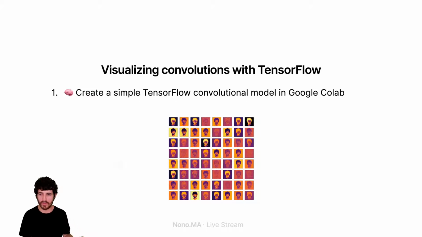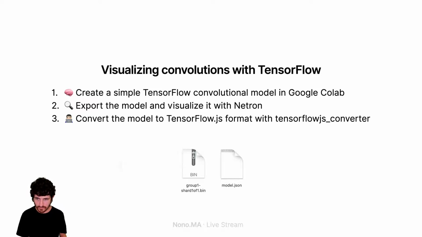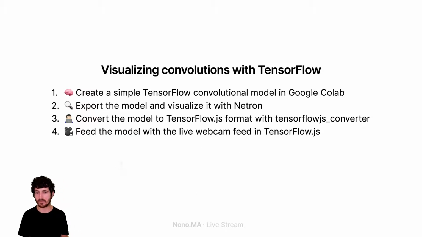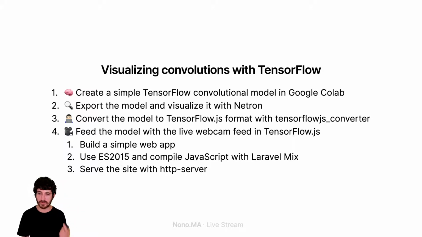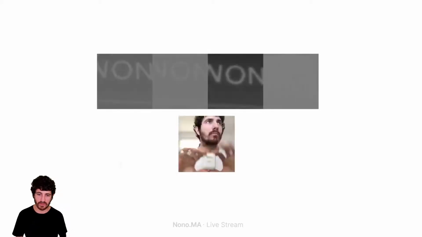We used Google Colab for that. We've exported the model and we did visualize it with Netron. So this is what we visualized. We learned how to customize the name of the layer so we can reference them by name as well. We converted the model to the TensorFlow JS format with the TensorFlow JS converter. And we fed the model with the live webcam feed in TensorFlow.js, right? We've built a simple web app, used ES 2015 and compiled with Laravel Mix, that we also had a live process there watching, so it would refresh all the time. And we've served the site so we could see those predictions.